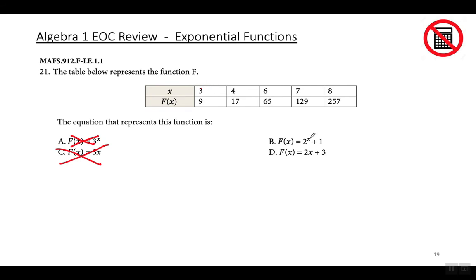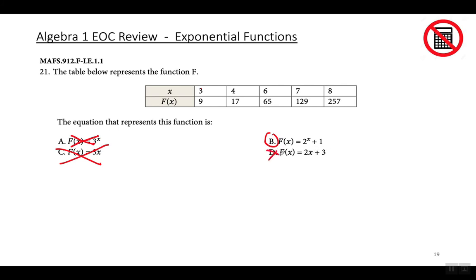If you put 3 in this function, 2 to the third power is 8. 8 plus 1 is 9, so that works. 2 to the fourth power is 16. 16 plus 1 is 17. That one works. It looks like this is the answer. Let me just check D real quick. 2 times 3 is 6. 6 plus 3 is 9. 2 times 4 is 8. 8 plus 3 is 11.